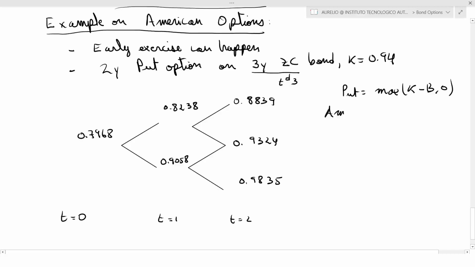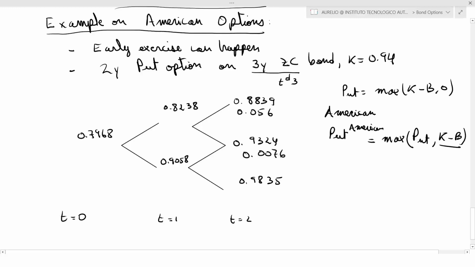But then because this option is American, on top of that, for each node, I need to evaluate, so the put American is going to be equal to the maximum between that put price that is coming from the tree, and then at each node, I also need to evaluate K minus B. Before, I only evaluated this max of K minus B at maturity, but now I need to evaluate it also for each one of the nodes. So before I only did it at T equals 2, now I need to do it at all nodes. So let's evaluate max K minus B comma 0, where K is 0.94. So I'm going to get, for this scenario, 0.056, 0.0076, and for this scenario, 0.